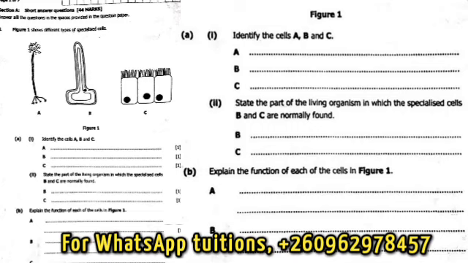B is a root hair cell. Root hair cells do not transmit anything, no. They simply absorb water molecules and minerals. So to absorb water molecules and minerals, that's all.